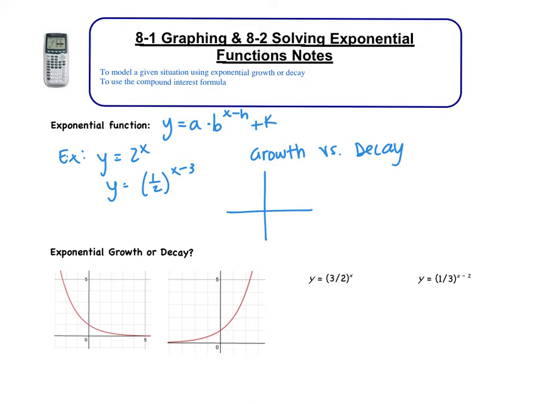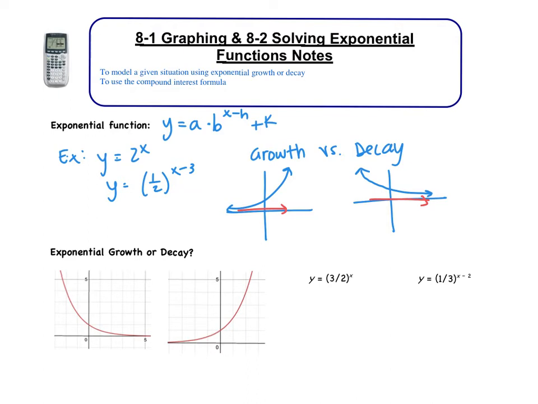A graph that is exponential growth is going to be growing. A graph that shows exponential decay is going to be, you guessed it, decaying. It's going to be falling. And this is, of course, as x is going in the positive direction. So as we're going in the positive direction, is our graph going up? Is it growing, or are things getting smaller? So you can see these examples at the bottom of the screen. It says exponential growth or decay.